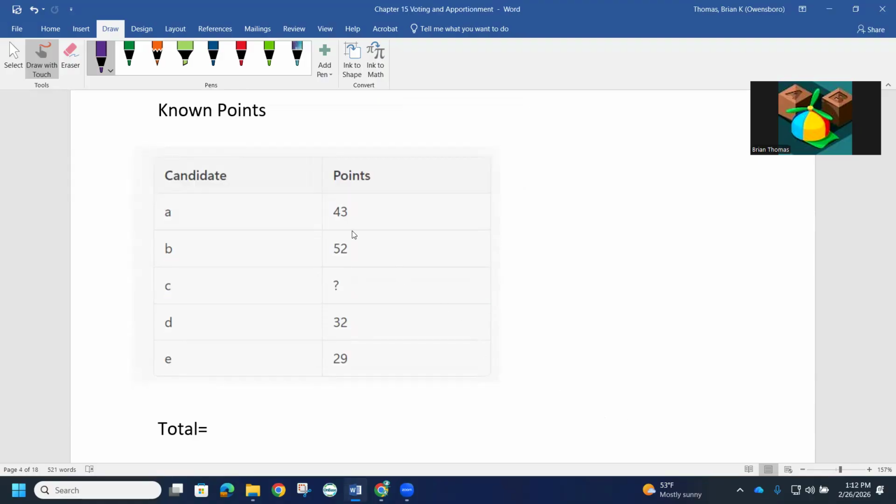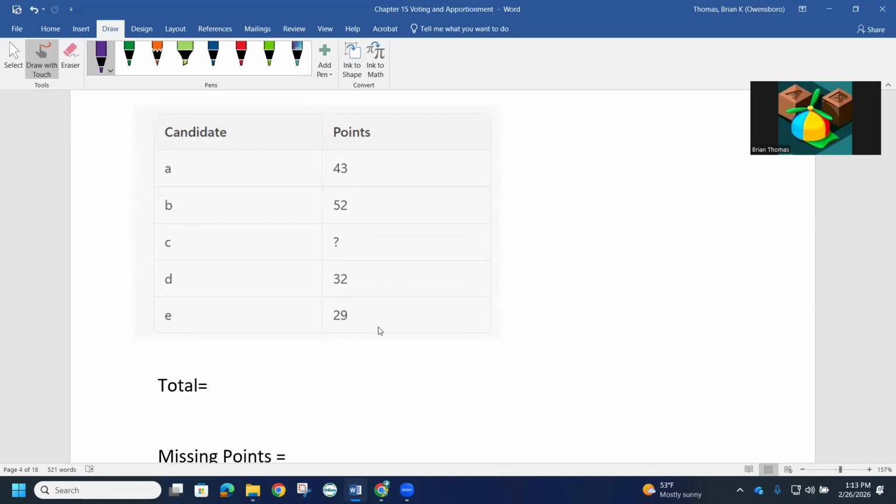Now, we know that candidate A got 43, candidate B got 52. We don't know what candidate C got. We know candidate D got 32. What we need to do now, though, is figure out how many total Borda points we have known. I'm just going to put this in my phone, and I'm just going to add those together. So let me pause for a second while I put this in my phone here.